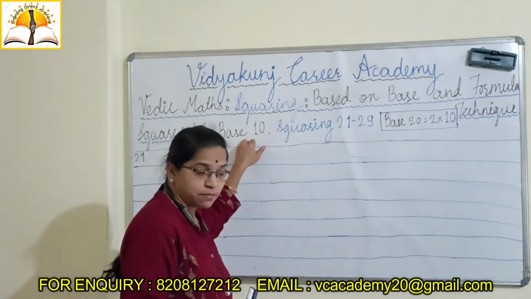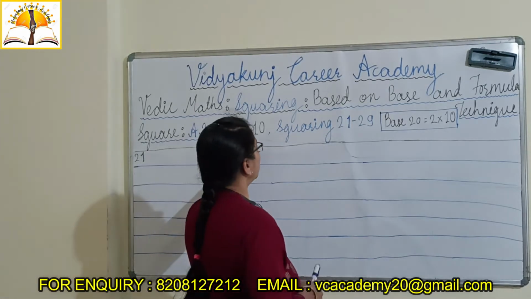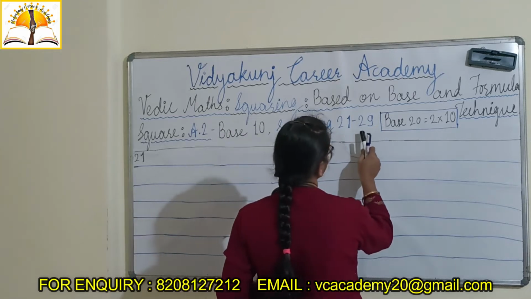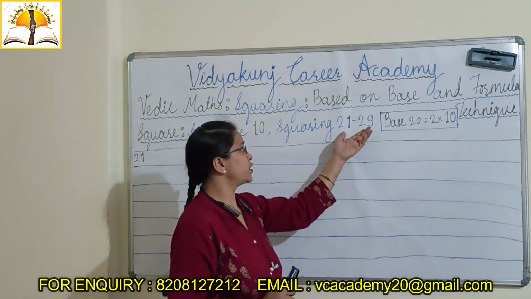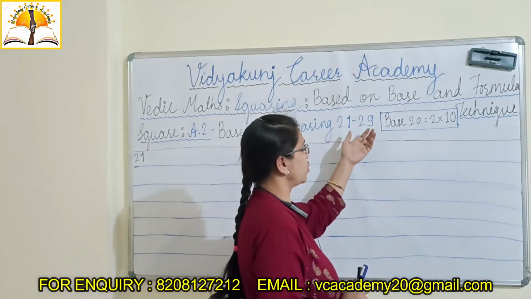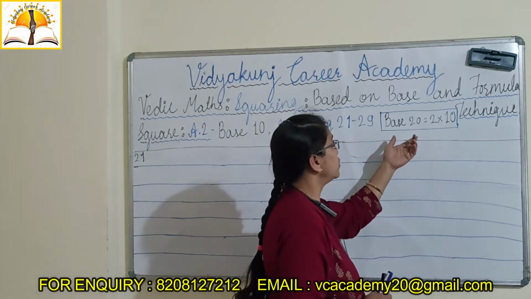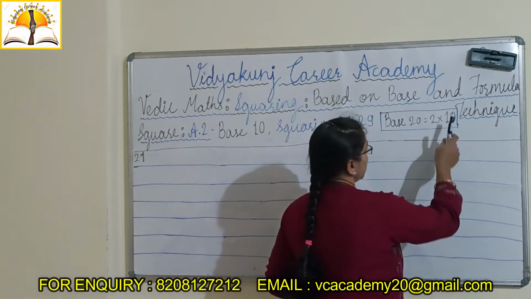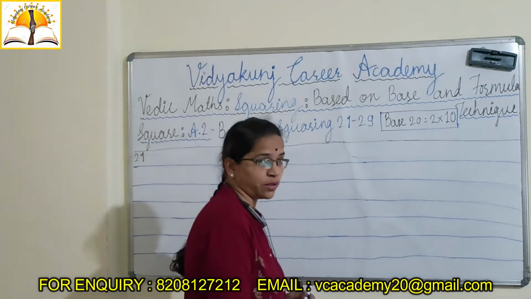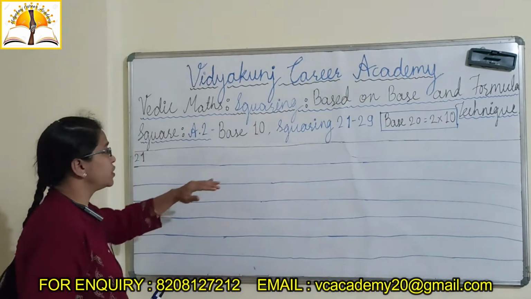We are going to take base 10, in which we are going to do squaring of the numbers 11 to 29. In these numbers, you have to see that 20 is the base. Yes or no? 20 is the base. Here 2 tens. How many tens? 2 tens. So 2 into 10. Based on this, we are going to solve here. Okay? We are going to do squaring.